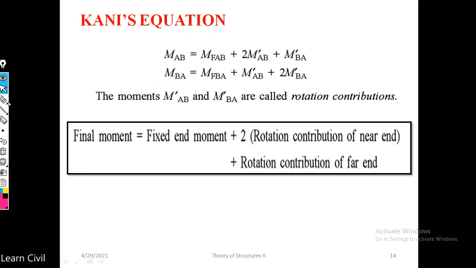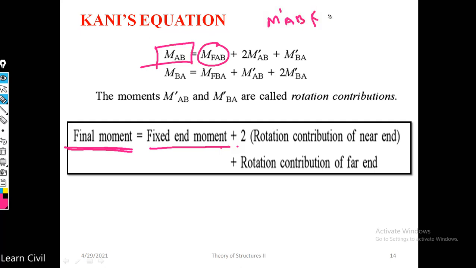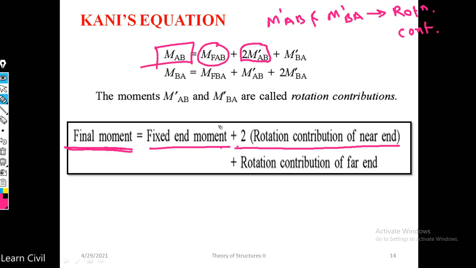So finally we can write this particular equation, the final end moment at A for any beam. The final end moment will be equal to the fixed end moment plus M'AB and M'BA. These are called rotation contributions. So this will be 2 into the rotation contribution at the near end plus the rotation contribution at the far end.